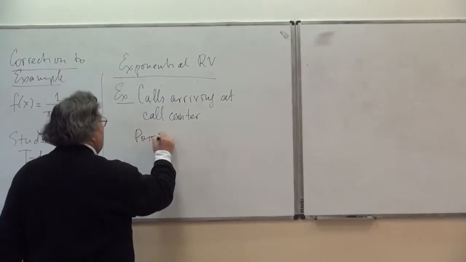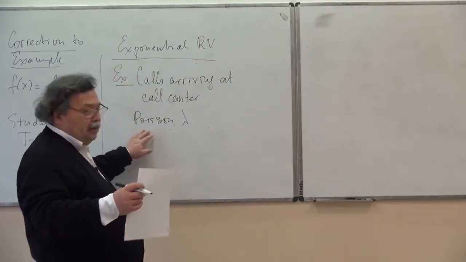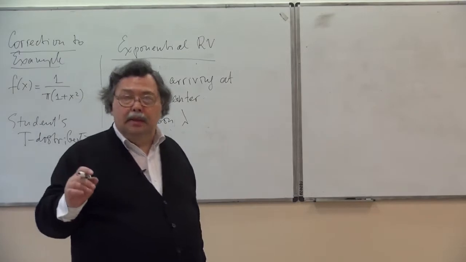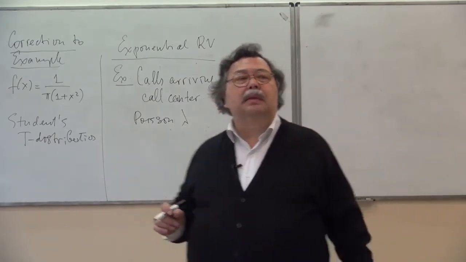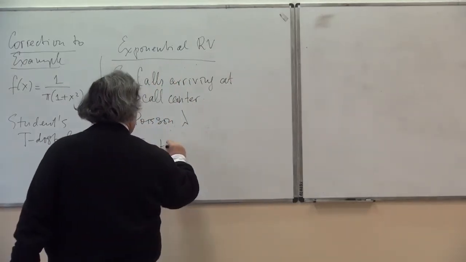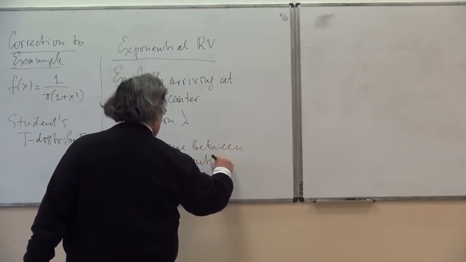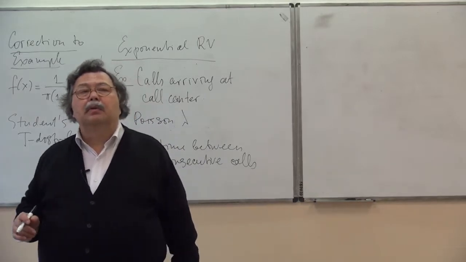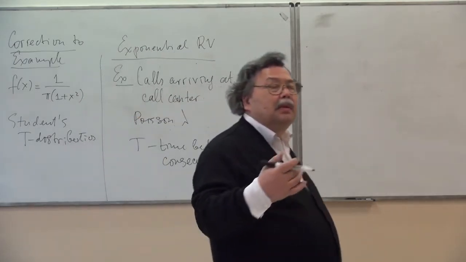So the number of calls that arrive per unit time can be described by the Poisson distribution with a certain value of lambda. But we can ask a different question, and it is really important in some applications. What is the distribution of the time that passes between two consecutive calls? If the number of calls per unit time follows the Poisson distribution with mean lambda, then what is the distribution of the time that passes between two consecutive calls?